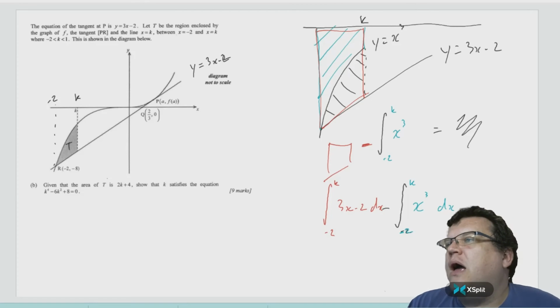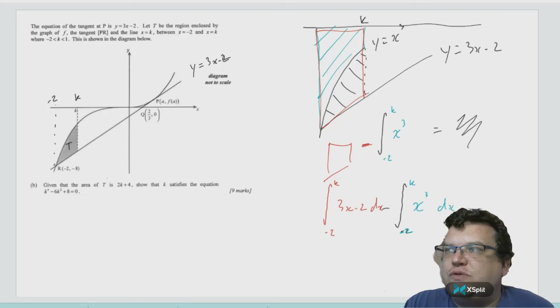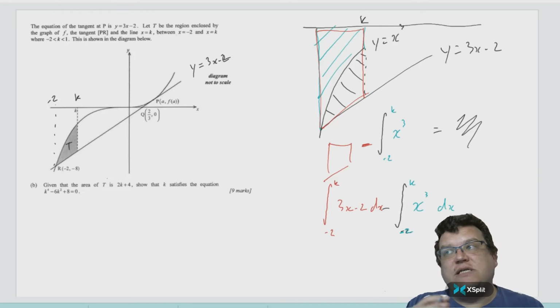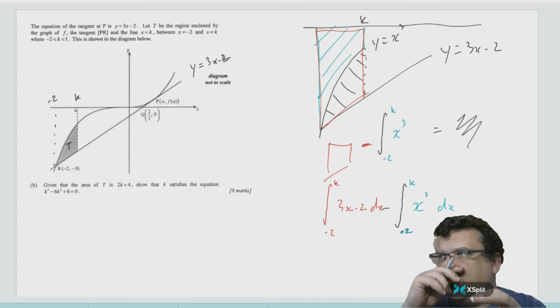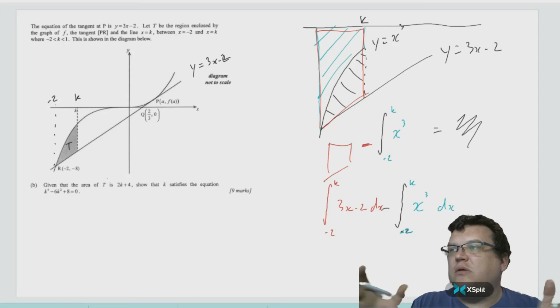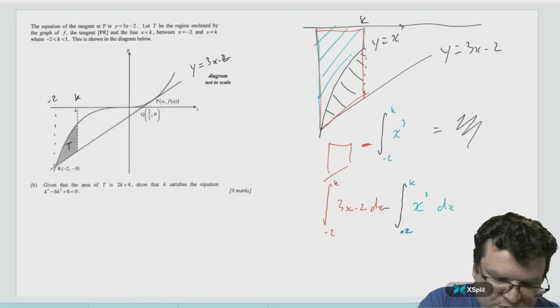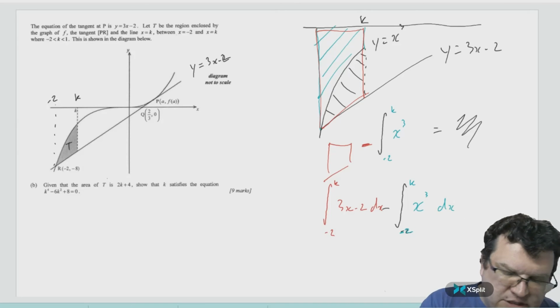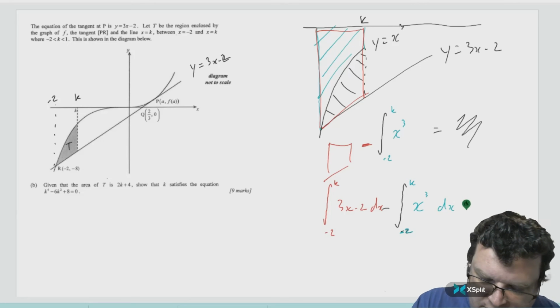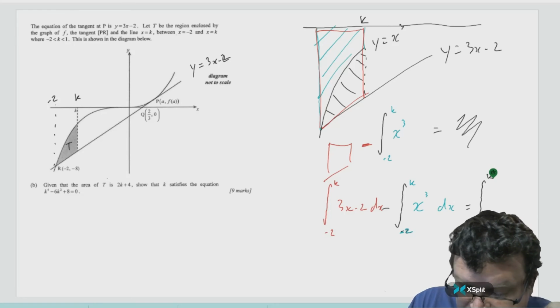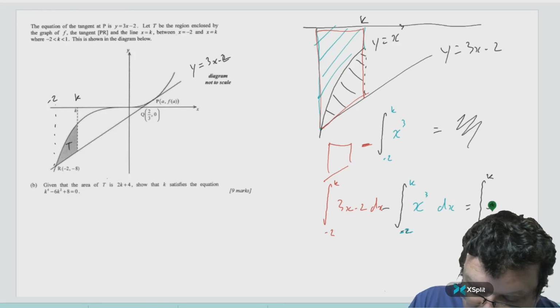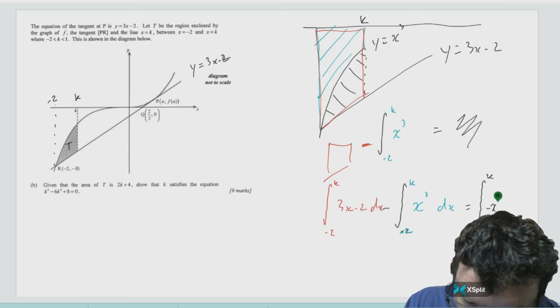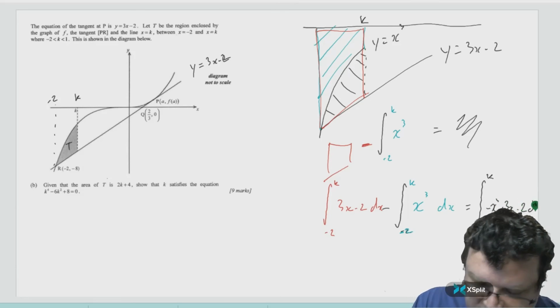Now, thinking about the rules we know for integration, sometimes it's nicer to integrate these separately and then subtract, but actually in this case, I think I'm just going to combine this all into one function to integrate. So I'm going to forget about the colours now. I hope that's clear enough at this point. And we're going to integrate from -2 to k of -x³ + 3x - 2 dx.